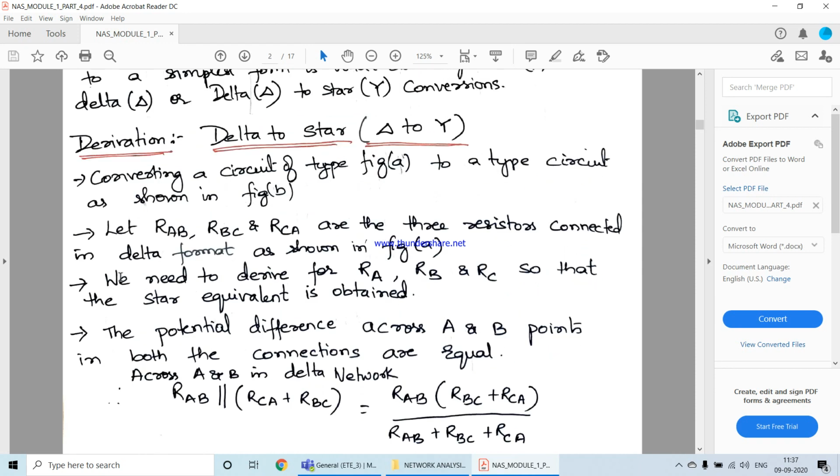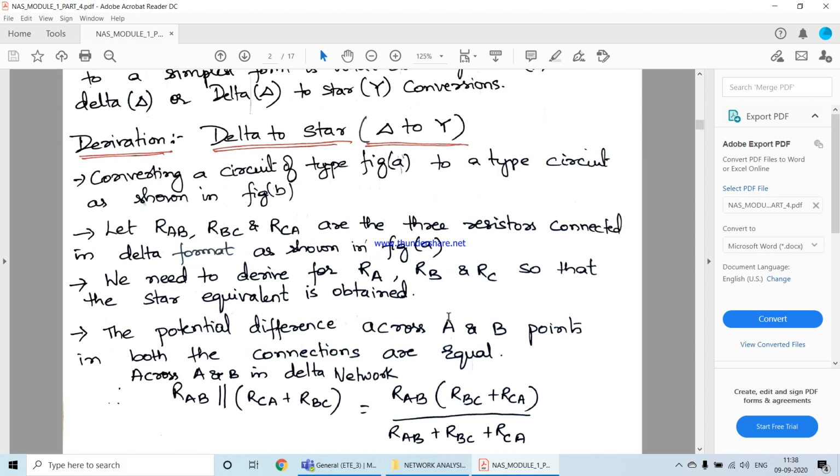Now let us assume RAB, RBC and RCA are the three resistors connected in delta format as you see in the diagram. Now we need to derive what RA, RB and RC are so that the star equivalent is obtained. You need to express the equation for RA in terms of RAB, RBC, RCA. Similarly, you should express the equation for RB in terms of RAB, RBC, RCA. And also you need to express the equation for RC in terms of RAB, RBC, RCA.